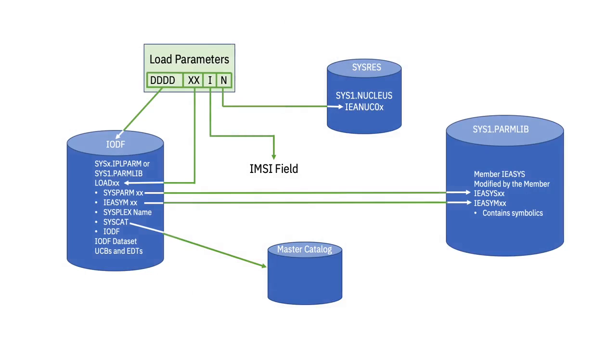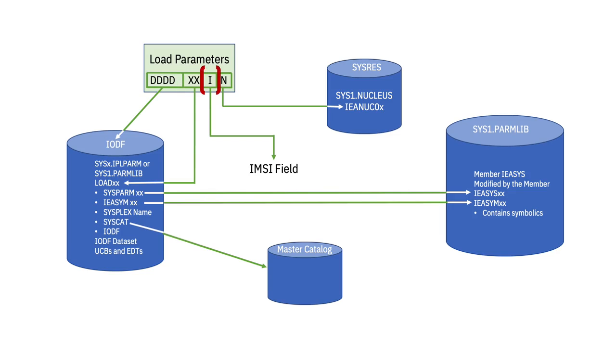On its way up, the OS looks for what's called a load parameter, which consists of 8 characters. And this is a nice and compact way of telling the LPAR how we want it to IPL. The first 4 characters are the device number of the IODF device. That's what contains all of the hardware and software configuration for the system. Characters 5 and 6 contain the load member. More on that in a bit as well.